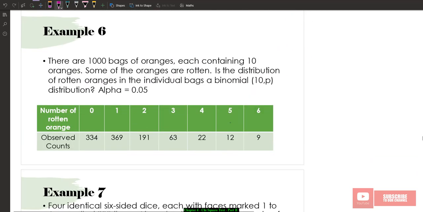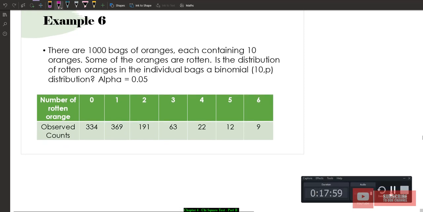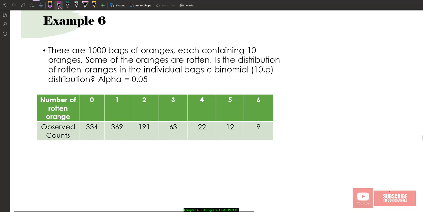So now let's look at example number 6. In example number 6, there are 1000 bags of oranges. Each bag contains 10 oranges. Some of the oranges are rotten, right? The distribution of rotten oranges in the individual bags is a binomial distribution, binomial with n equal to 10 and p equal to p. And let alpha be equal to 0.05.